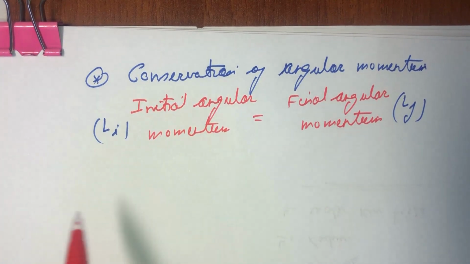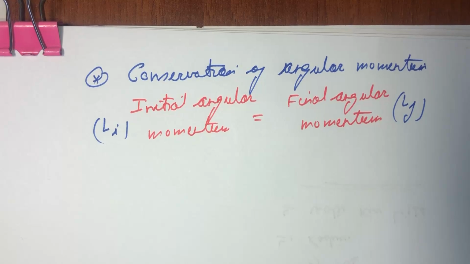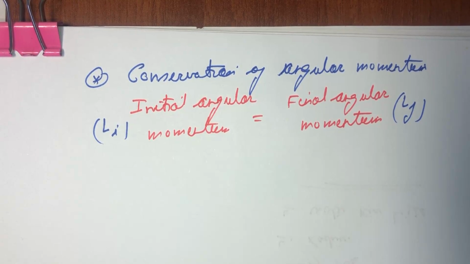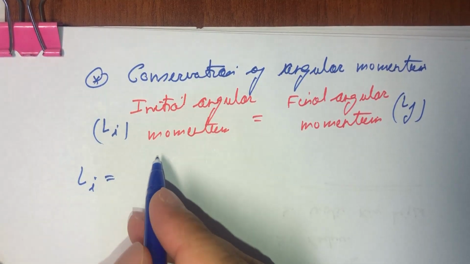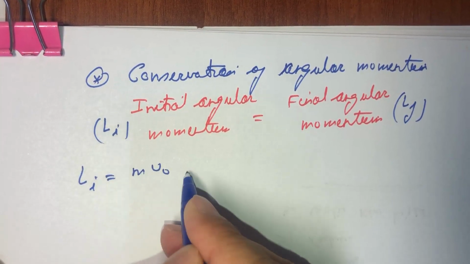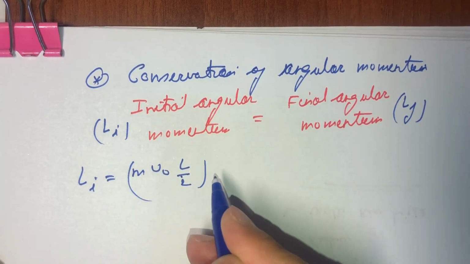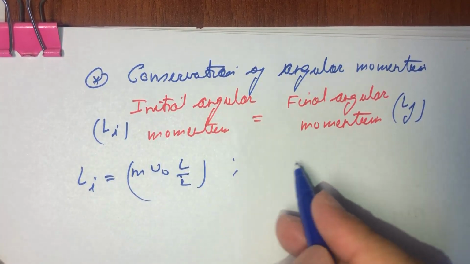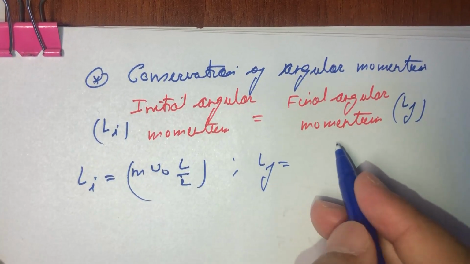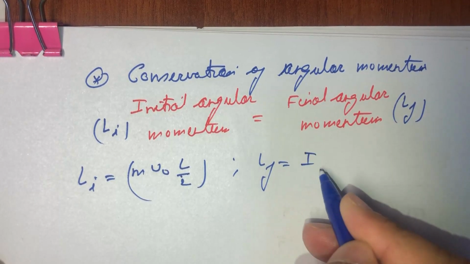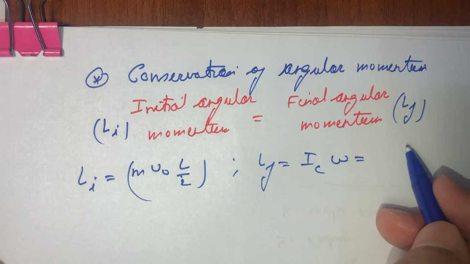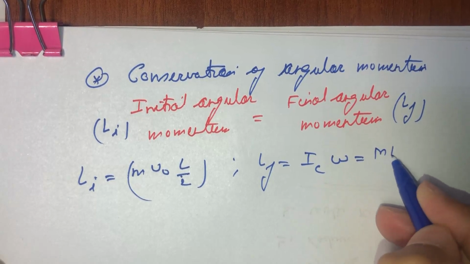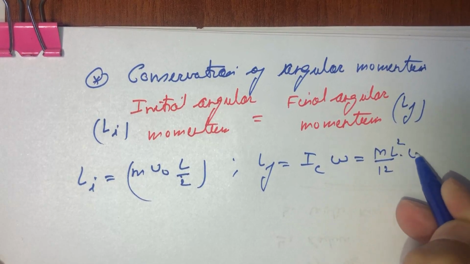So we can write that our Li will be equal to mv0 L by 2, and we have our L final will be equal to the moment of inertia about the center of mass and its angular velocity, and we get this as ml square upon 12 multiplied by omega.